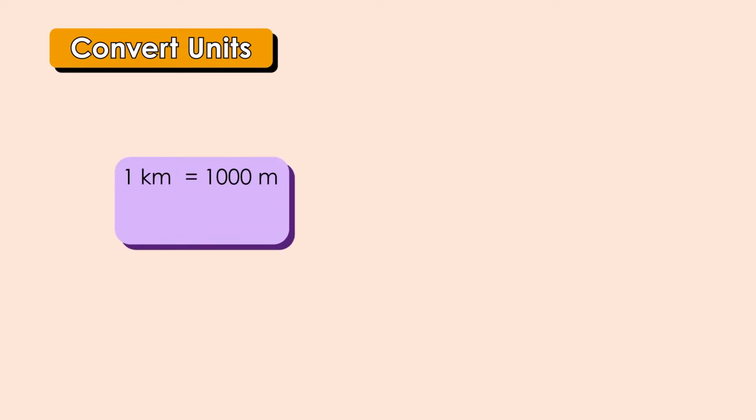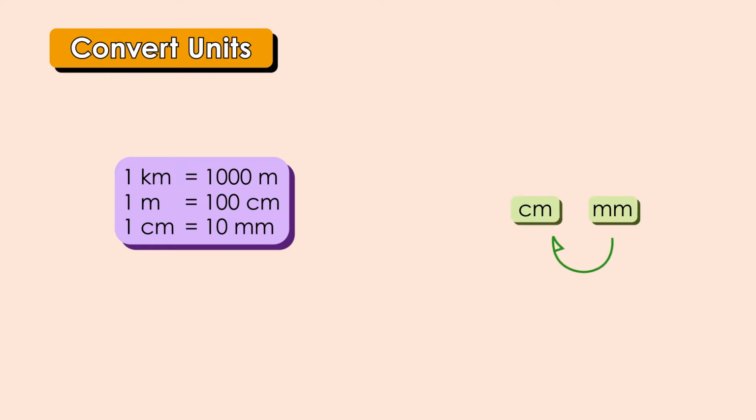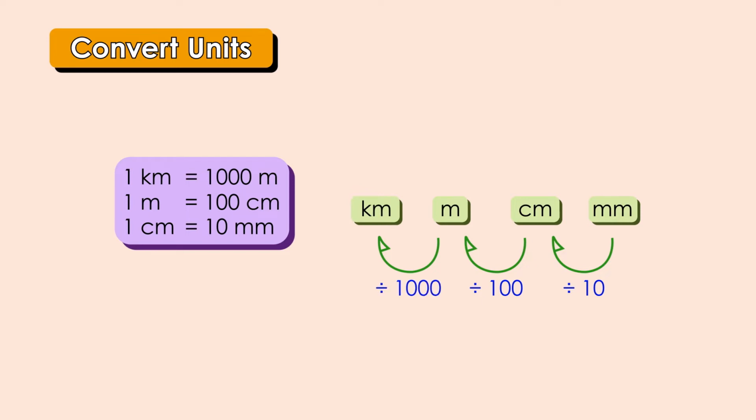Well, what if there are different units? Then you would need to do conversion of units. Let's recall what you have learned on how to convert units. First, you need to know that 1 kilometer is equal to 1000 meters, 1 meter equals 100 centimeters and 1 centimeter is equal to 10 millimeters. Vice versa, millimeter to centimeter is divided by 10, centimeter to meter is divided by 100 and a meter to a kilometer is divided by 1000.